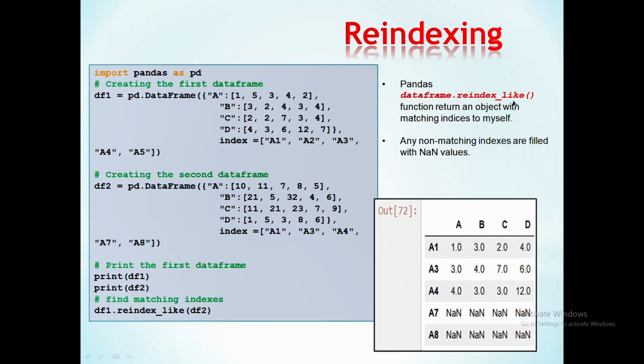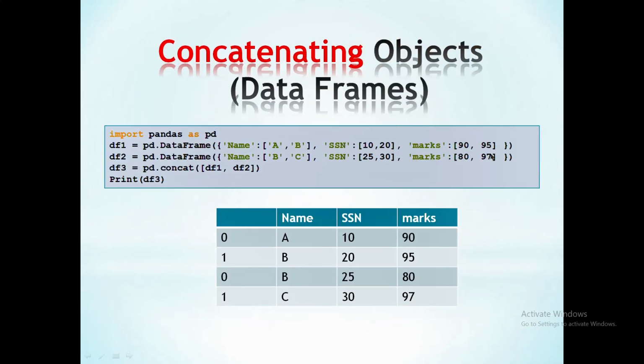So the reindex_like function returns an object with an index matching the other object. Any non-matching index is filled with a value that is not a number.